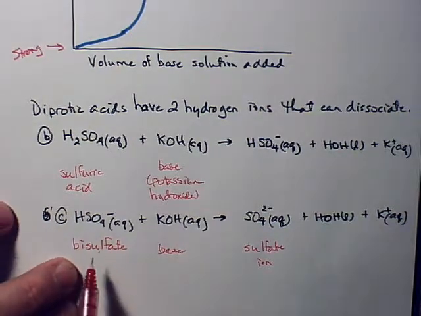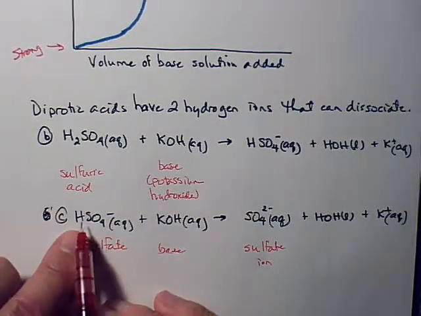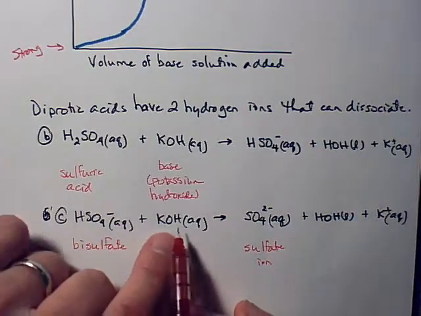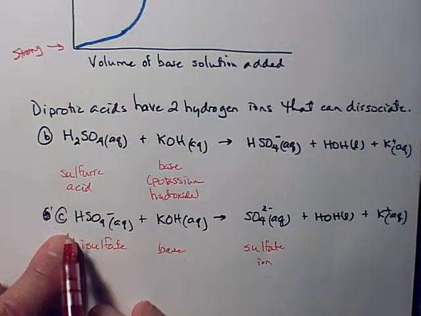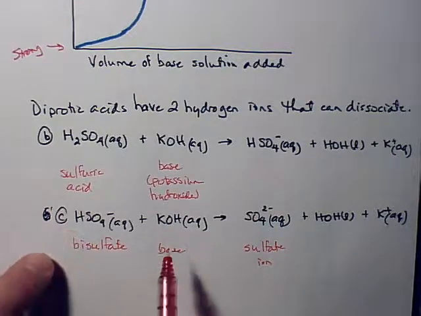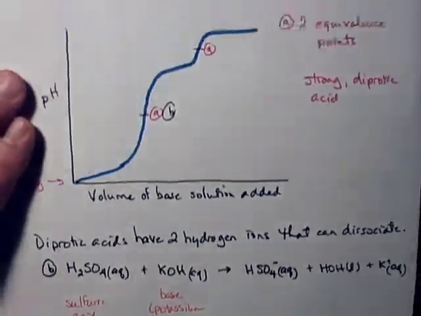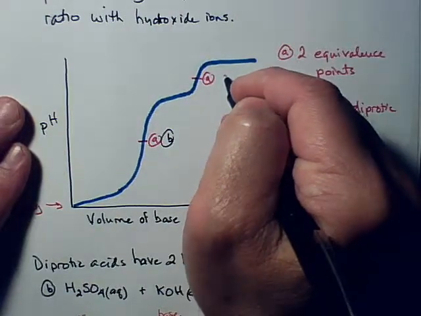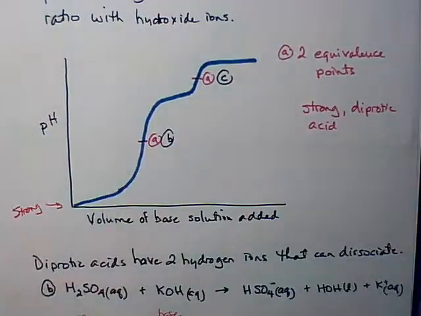Alright? So when this number of hydrogen ions from this species and hydroxide ions is equal, then we get to this point on the graph, where this equivalence point is located.